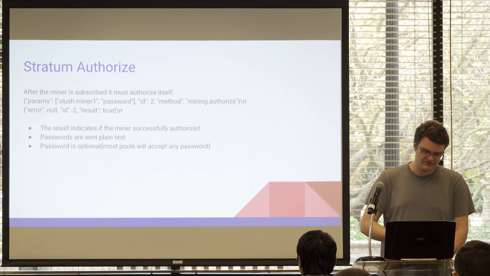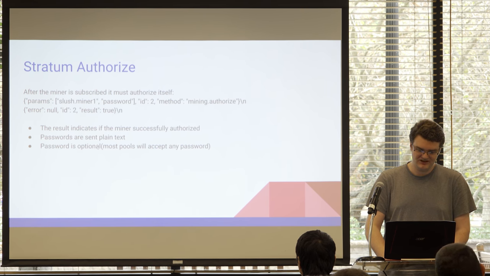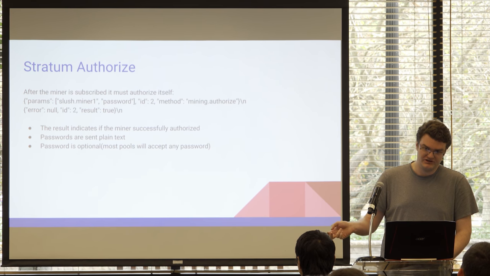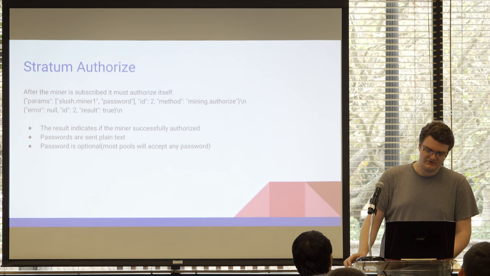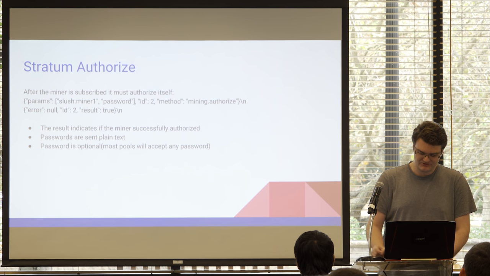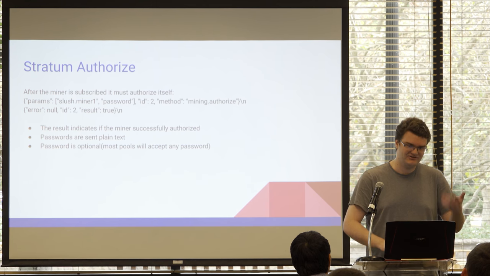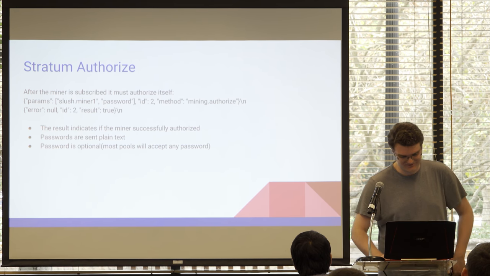So then the miner authorizes, and this is just it sending its worker name, so that the shares it's going to be sending later on get credited to the right account. There's a password field, but it's kind of never used. Pretty much no pools enforce it, maybe other than Slush's, and you can omit it entirely for some pools. Most pools will just accept an arbitrary value, like x or 123 or something like that is usually what people use.